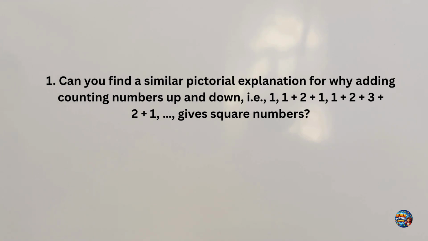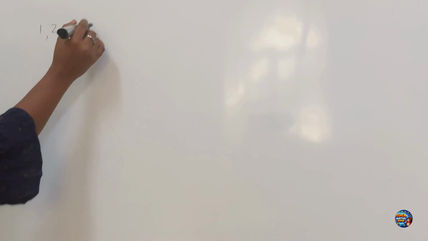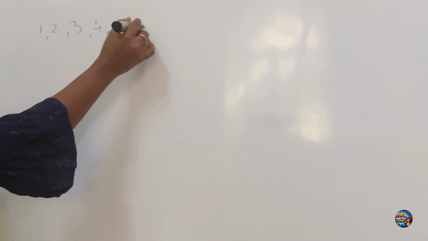So in this question, you have to know about the counting numbers. You already know about the counting numbers. Counting numbers are 1, 2, 3, 4, 5, 6 and so on. It will go on. This is the counting numbers. So the question is, why, when we add the counting numbers up and down, what do we get?